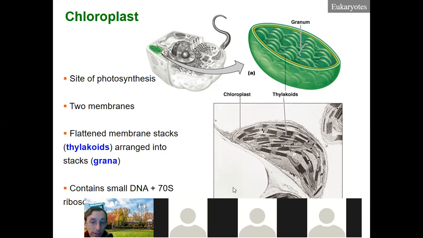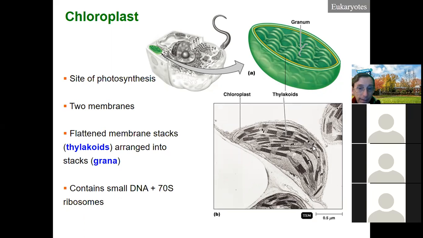And here's an actual electron microscopic image of a chloroplast. You can see that the inner membrane is highly folded on itself, forming the thylakoids. Within the chloroplast, as I mentioned earlier, you can find DNA, it's a small molecule, and then 70S ribosomes. This DNA is not a plasmid. We'll talk a little bit more about that in just a minute.